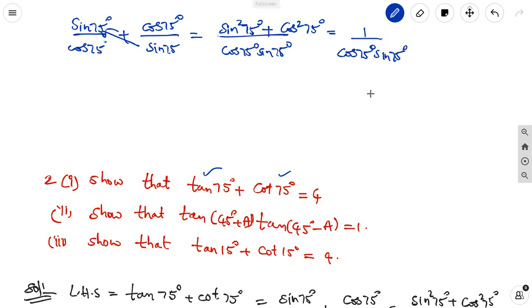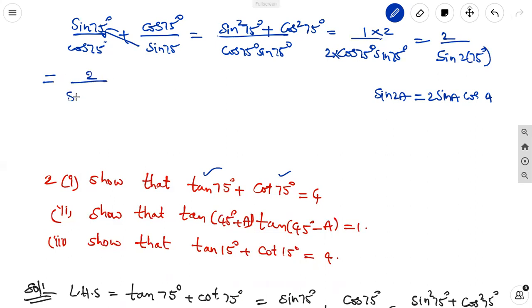And we have one more formula, sin 2A equal to 2 sin A cos A. Here sin A cos A is there, just we can multiply with 2 in the numerator and denominator. It goes to 2 by sin 2 of 75 degrees. Sin 2 of 75 is 150. So 2 by sin 150 degrees.